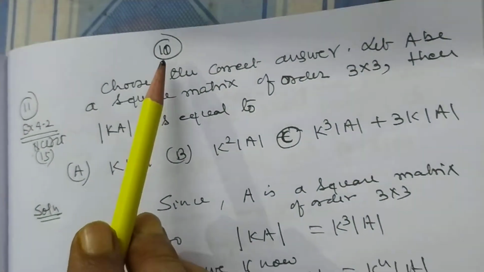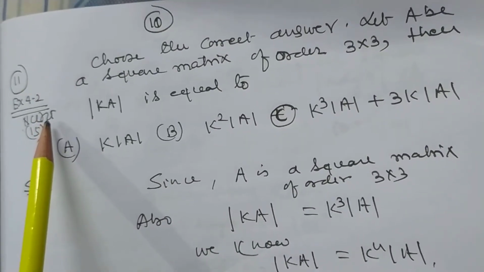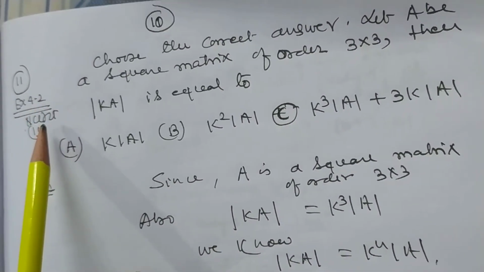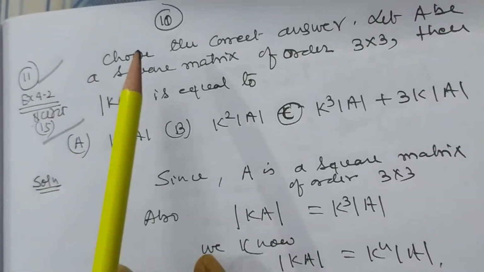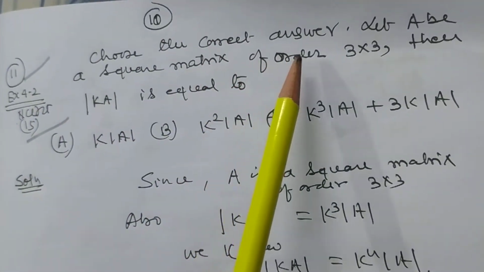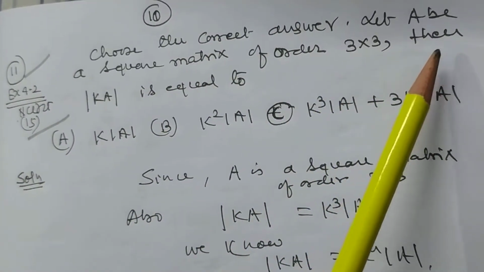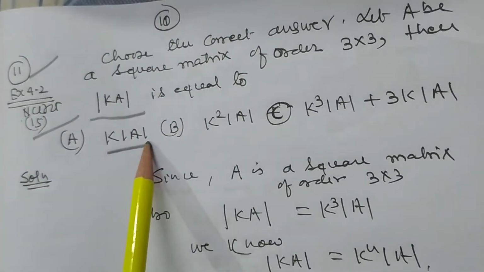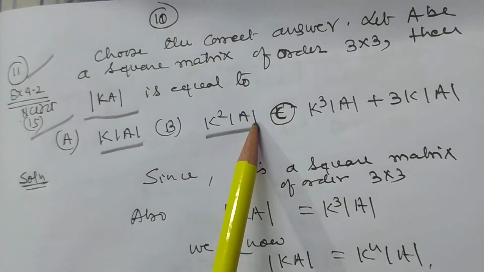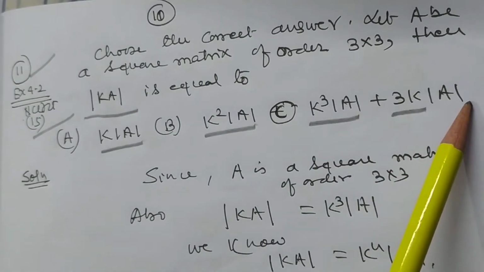My dear student, now I want to discuss problem number 11 of exercise 4.2. Problem number 15 of exercise 4.2 and 11 of this study material. Choose the correct answer. Let A be a square matrix of order 3 by 3. Then determinant of KA is equal to K into determinant A, K square into determinant A, K cube into determinant A, or 3K into determinant A.